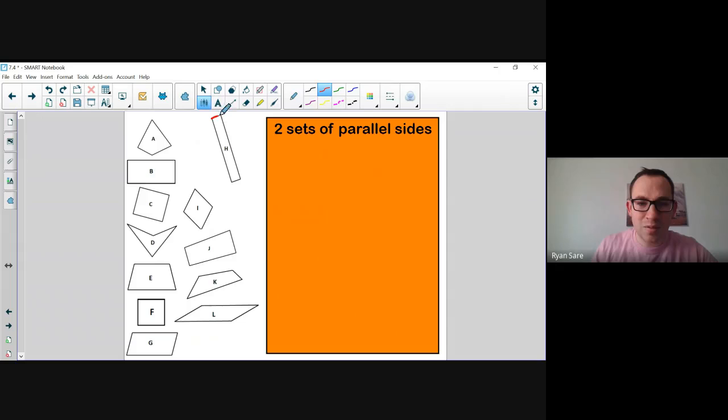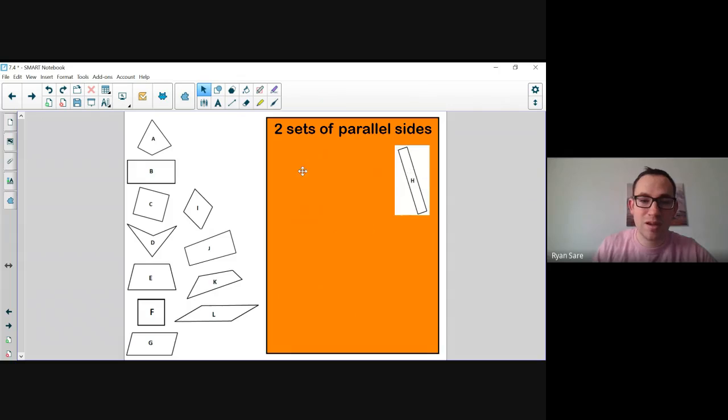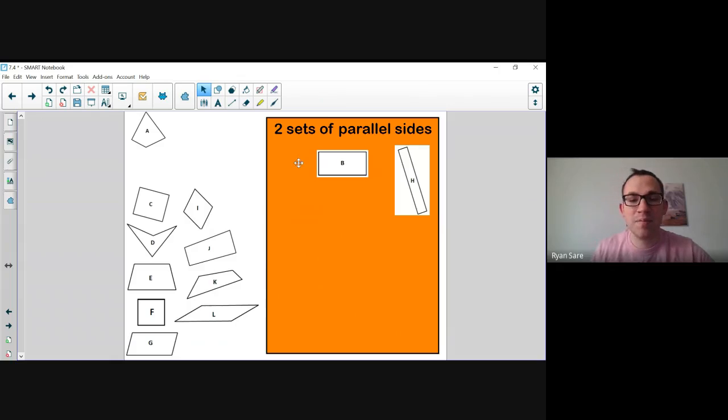These 2 lines, this one and this one, they would never run into each other. That's one set. And then in blue, this line and this line, they would never run into each other. So they are also parallel. So that's 2 sets of parallel lines. So H goes here. A does not. B, it looks like B has 2 sets of parallel lines.